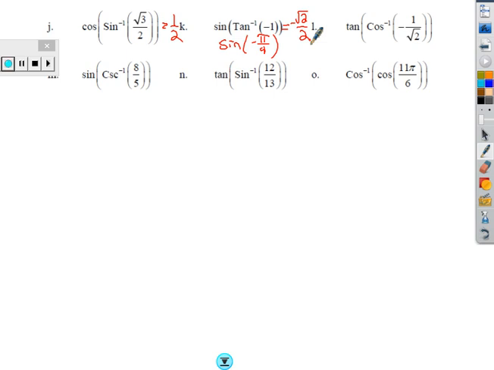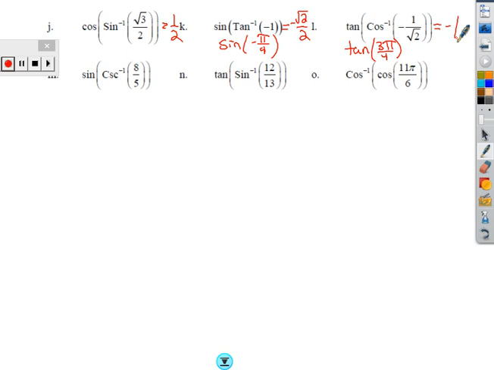Now next I see I've got the tangent of the cosine inverse of negative 1 over root 2, and we just covered that one, so this is really the tangent of 3 pi over 4. And the tangent at 3 pi over 4, well, that's the 45, 45, 90 triangle, and it's in quadrant 2, so tangent would be negative. So it's going to be negative 1.